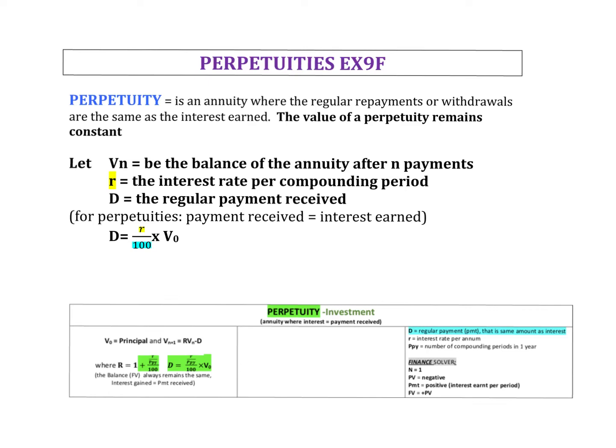Okay, so today we're obviously still looking at finance, and it's still all to do with either investment or compound interest. And what this one is, a perpetuity, is when you have an investment. So just remember your PV will be negative, but it's an investment where the payment equals the interest earned.